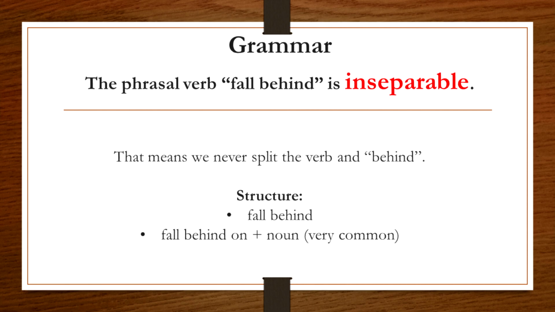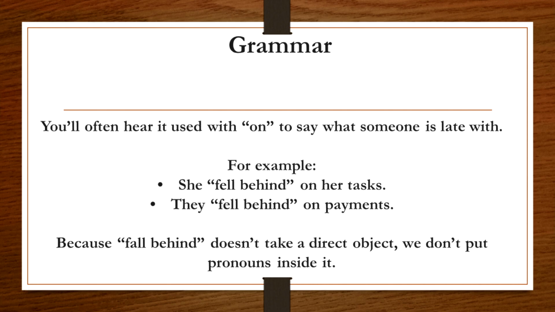Now, let's talk briefly about how fall behind works grammatically. The phrasal verb fall behind is inseparable. That means we never split the verb and behind. Structure: fall behind, fall behind on plus noun, very common. You'll often hear it used with on to say what someone is late with. For example, she fell behind on her tasks. They fell behind on payments. Because fall behind doesn't take a direct object, we don't put pronouns inside it.